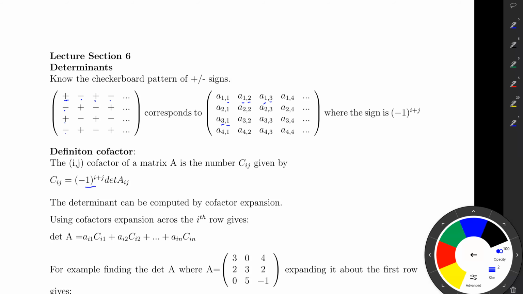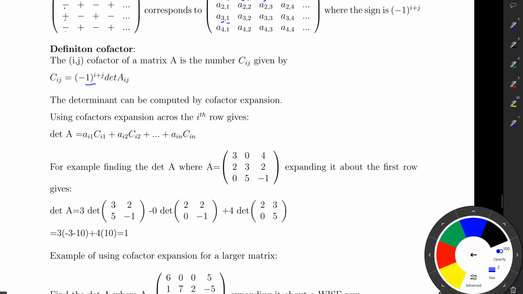Okay, so I want to go through an example to show you what that means. So we're going to expand about the first row. I think this is better than trying to explain the definition. So the first row is 3, 0, 4, right? And we're going to keep in mind the positive, negative. So this is a positive term, this is a negative term, and this is a positive term. So there's a positive in front of the 3, and then what I do is I'm going to take the determinant of the matrix that's left if I eliminate the row and the column that 3 is in. So that's the matrix left over, right?